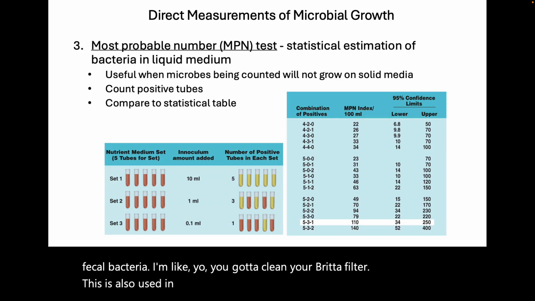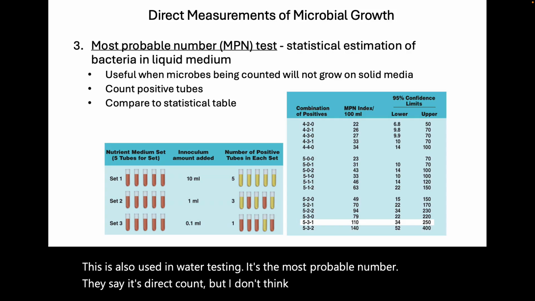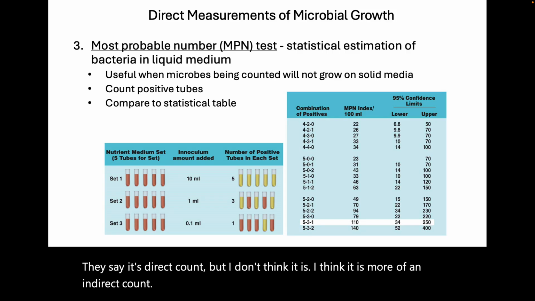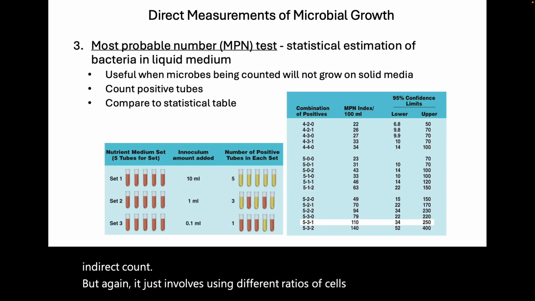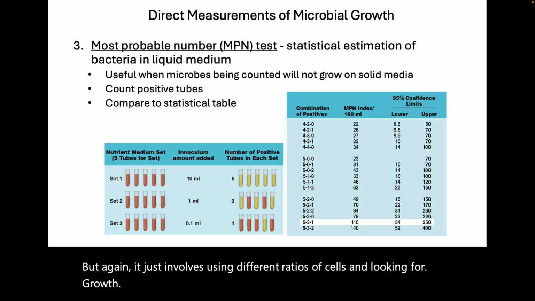It's the most probable number. They say it's a direct count, but I don't think it is. I think it is more of an indirect count. But again, it just involves using different ratios of cells and looking for growth because of fermentation. So this is, again, really common in water testing.